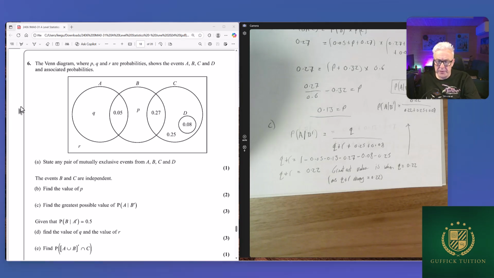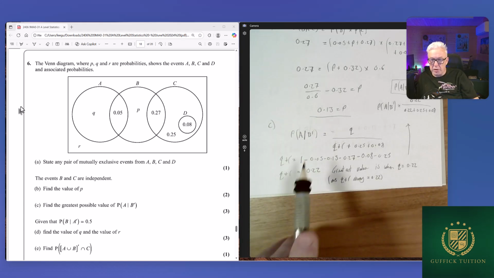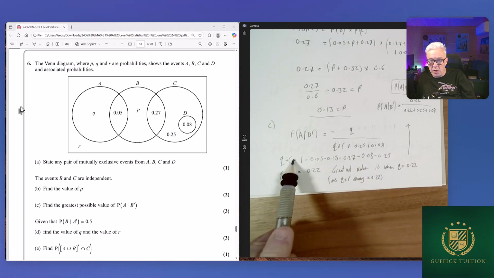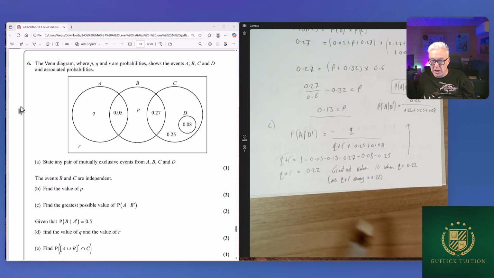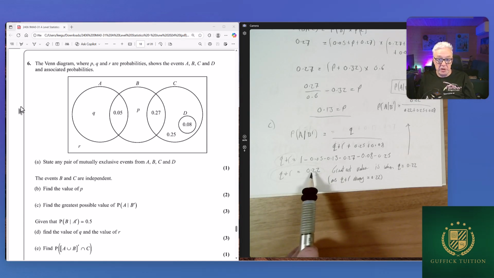So that's our issue. So what can we say? Well, we know that the only things that aren't known at the moment are R and Q. So if we do 1 take away everything, that gives us what R and Q together adds up to. Okay, so when we work that out, that gives us 0.22. And the interesting thing about this is it really doesn't matter how Q and R are distributed, like whether it's all in Q or all in R, because they're still going to add up to make 0.22. Okay, so that's what's useful to know there.